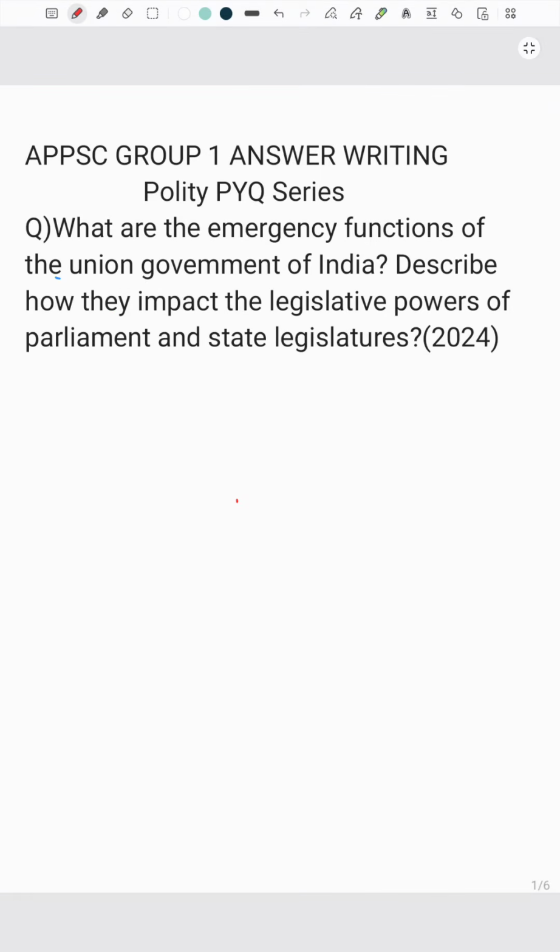So as a part of our Polity PYQ series, today we are going to look into another Polity PYQ question. Today the question is, what are the emergency functions of the Union Government of India? Describe how they impact the legislative powers of Parliament and state legislatures. This came in Polity in 2024.